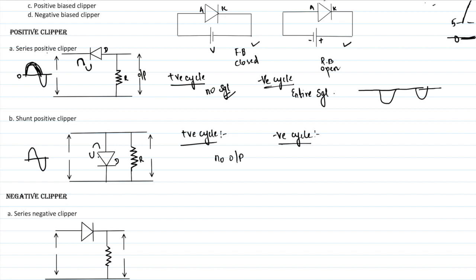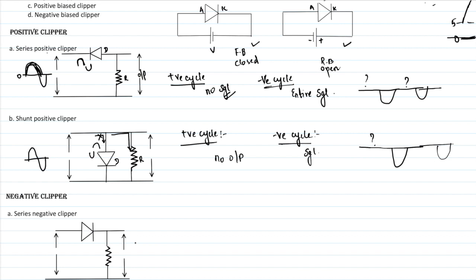Now if you see, when negative cycle is given, this diode will become open. When this diode becomes open, no current will flow to the diode because it is open. Entire current will flow across the resistor and you will get an output. Negative cycle. So for positive you will not get output, for negative you will get the entire signal. So these two are positive clippers where the positive waveform is clipped, by connecting diode in series with the resistor, and by connecting diode in parallel with the resistor.